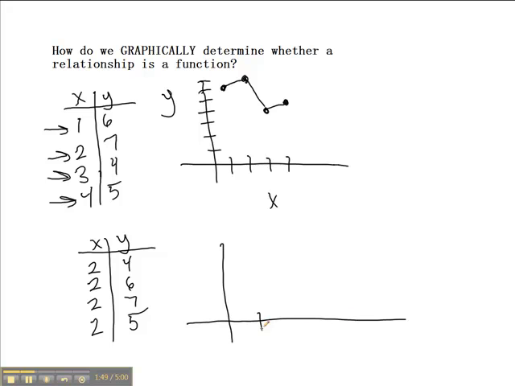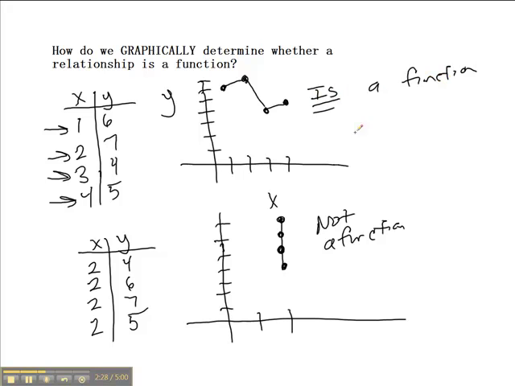And so we were to plot this. Of course, we only need to go out to 2 along the x, and then 1, 2, 3, 4, 5, 6, 7. Well, when x is 2, y is 4. When x is 2, y is 6. When x is 2, y is 7. And when x is 2, y is 5. So if I were to connect all these dots, notice that I get a vertical line. Now we know that this is not a function because for one input there are multiple outputs. So this is not a function, and this is a function.